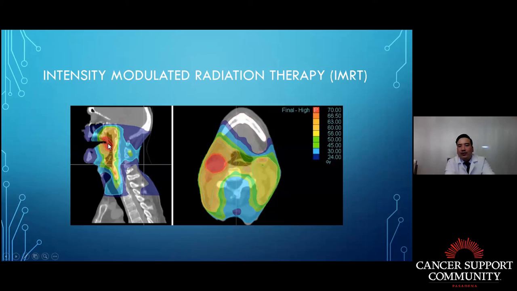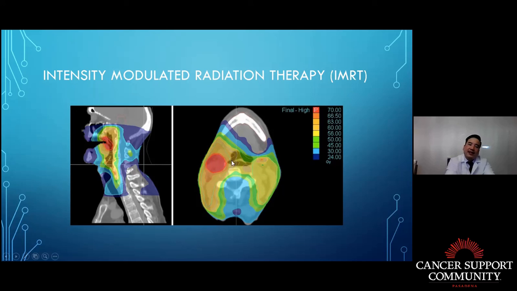So we don't treat them to full dose, but we treat it to a lower dose to help sterilize the area. And this blue is kind of just someone off radiation dose. But with this type of sophisticated planning, you can really target the tumor and avoid things like the eyes, the brain, other parts of the body that don't need radiation.